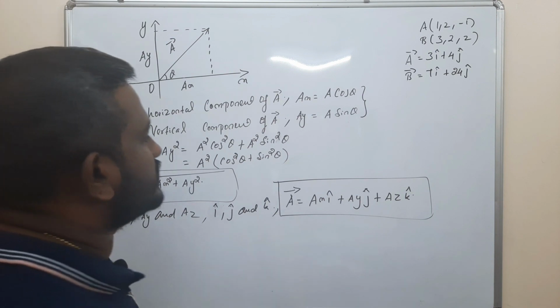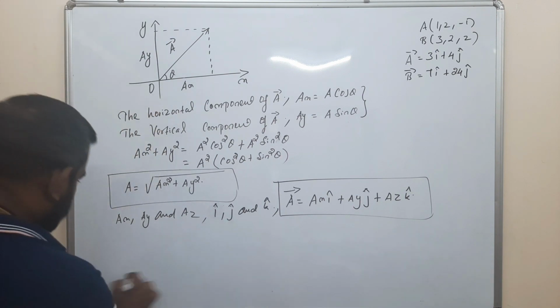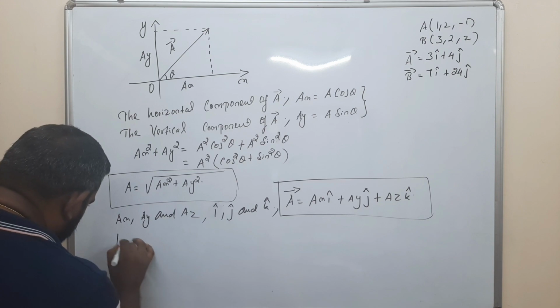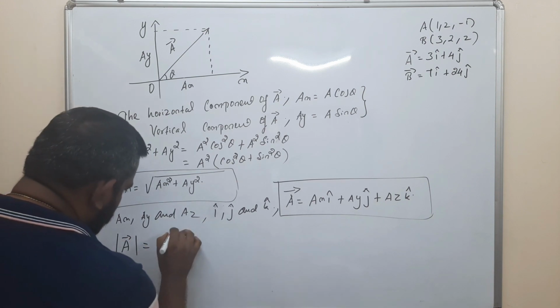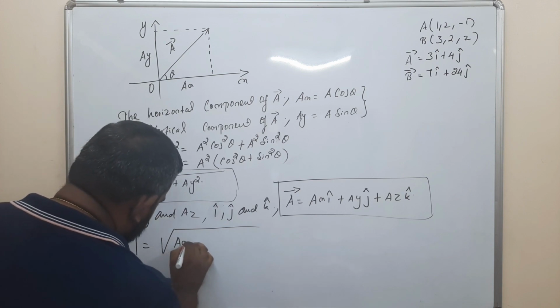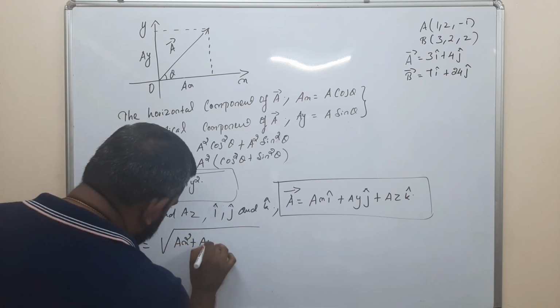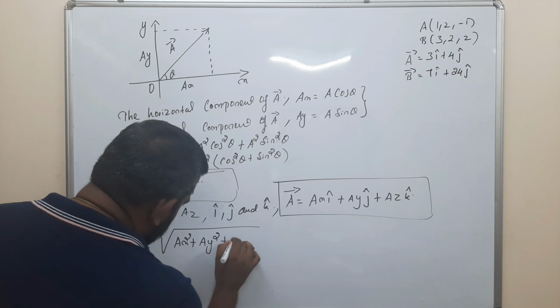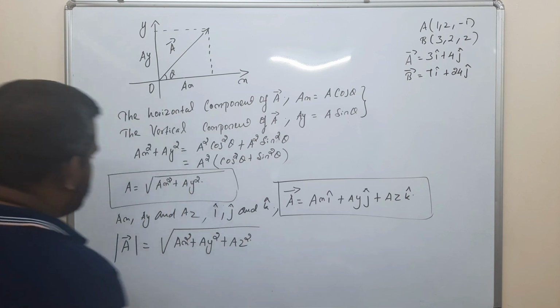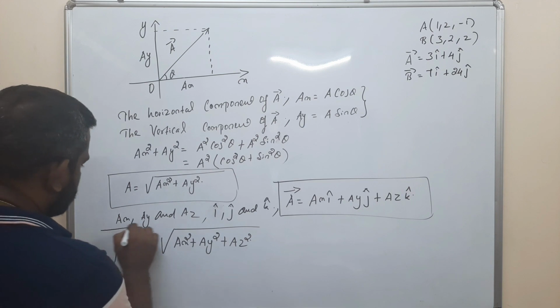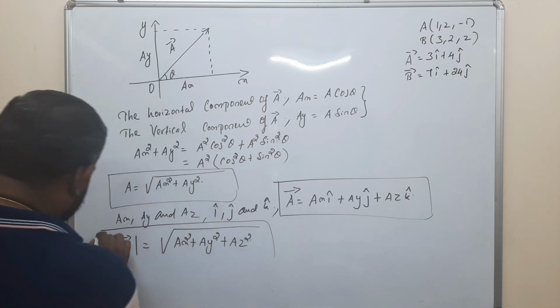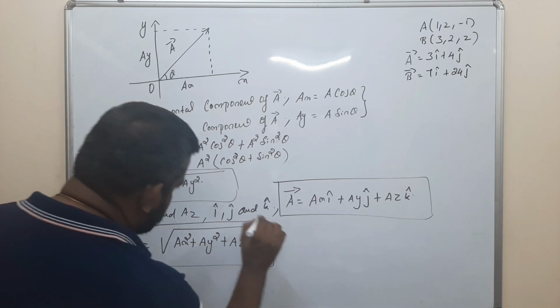What is the modulus of this vector? The magnitude, mod A, is equal to square root of Ax square plus Ay square plus Az square. This formula also you have to keep in mind, the modulus of this vector.